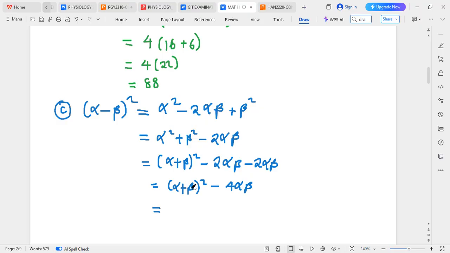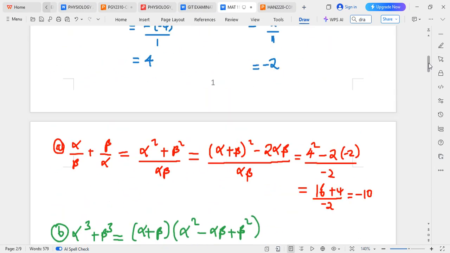So where there is alpha plus beta, we are going to substitute 4, that's squared, minus 4. Where there is alpha times beta, we're substituting negative 2. So this is 16 plus 8. And that gives us 24. Simple, right? That's how it goes.